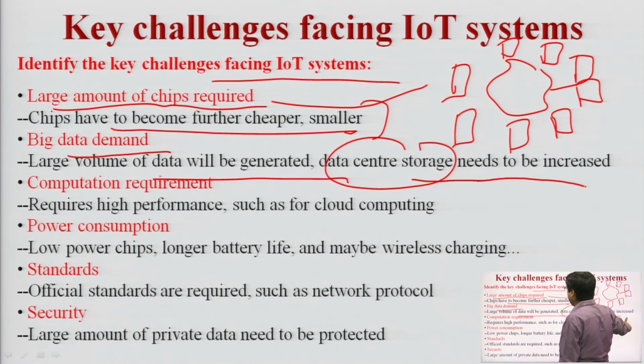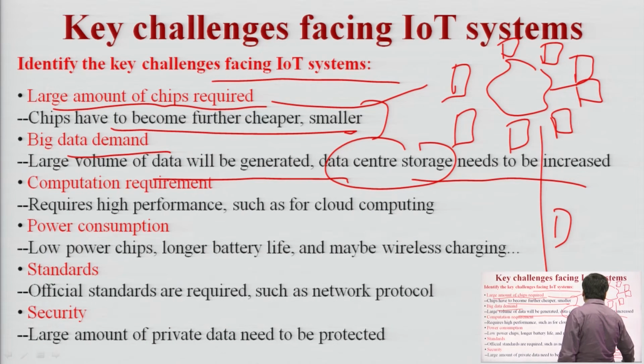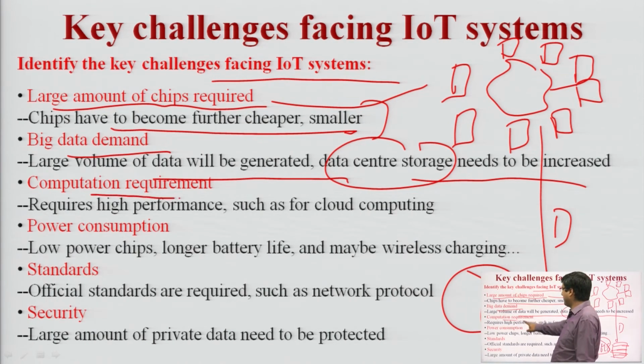Data storage needs to be increased. According to the data we are getting from the environment, we need to increase our memory storage. This is the concern. Computational requirement: more computational tasks are there, because the big data collected from the environment needs to be processed, so more computation is required. Power consumption is high, it should be less. This is a key challenge.